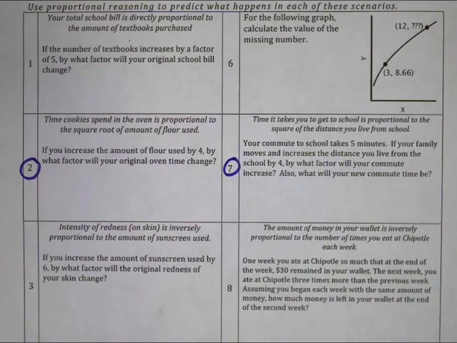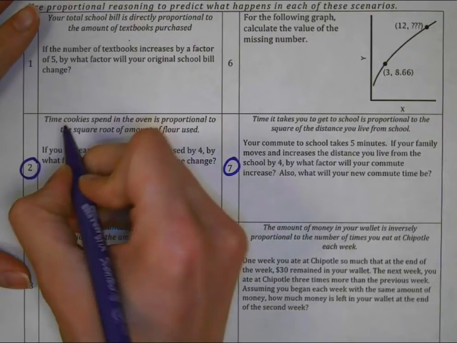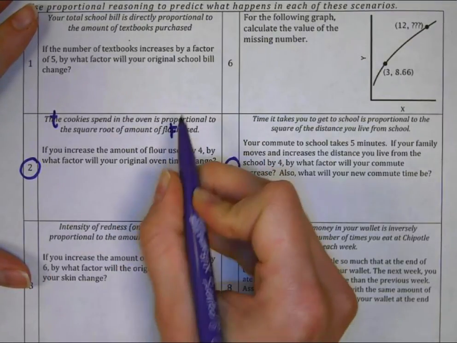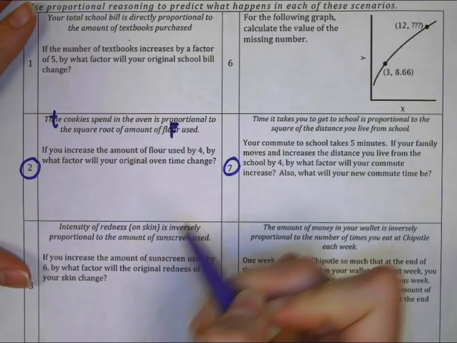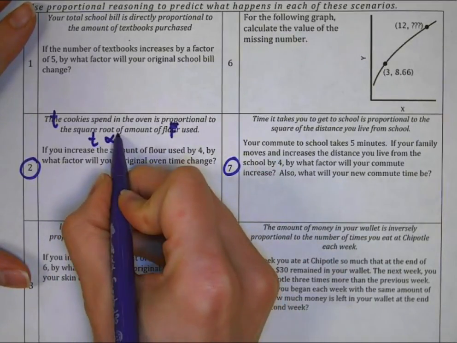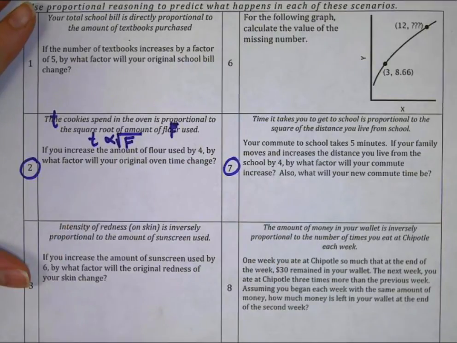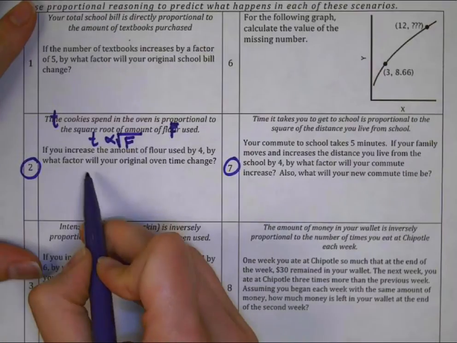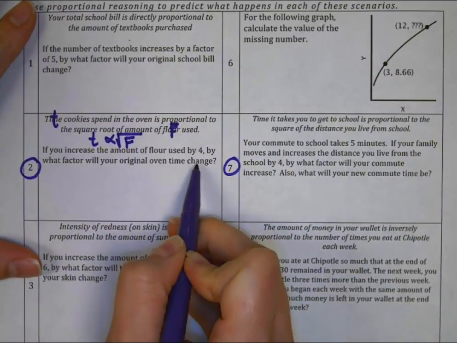So number 2, the time cookies spent in the oven is proportional to the square root of the amount of flour used. I'm just going to pick T for time and F for flour, and then I'm going to write it as a proportion. So T is proportional to the square root of F. If you increase the amount of flour used by 4, by what factor will your original oven time change?